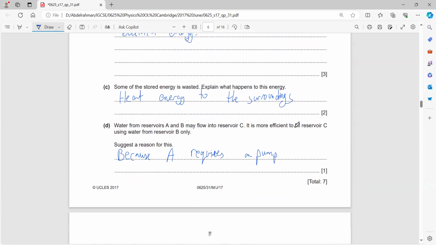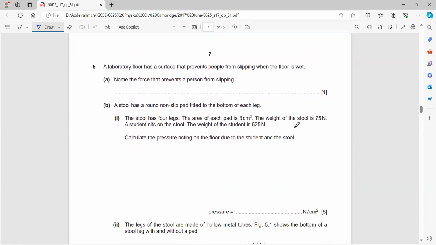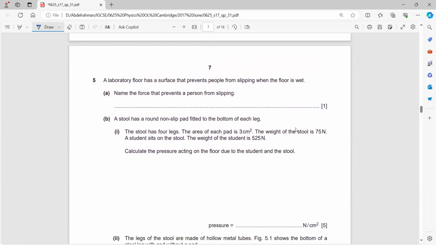Name the force. Yes, you said friction. All of you said friction. Correct. Friction.